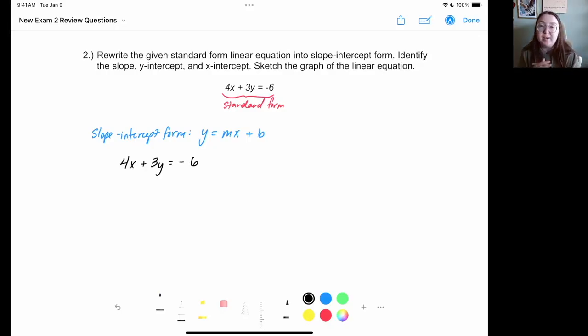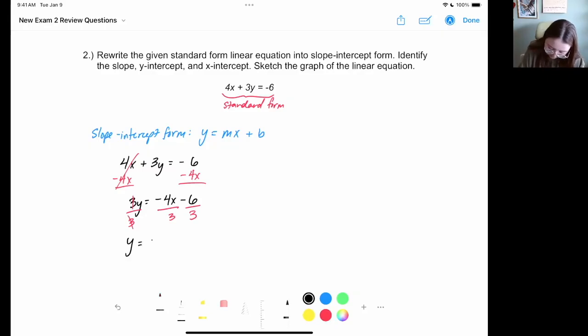So we want y by itself on the left, so we're going to send anything that's not y over to the right. So we'll subtract 4x from both sides. That will cancel on the left there. We'll get 3y is equal to, we want to write the x first since the format is mx plus b, so we have -4x minus 6. And now we want y by itself, so we're going to divide everything by 3. And that will cancel out the 3 in front of the y.